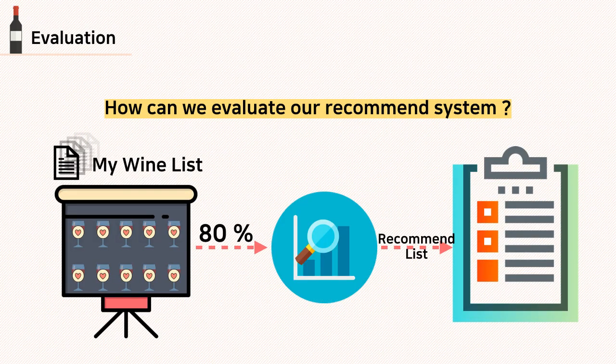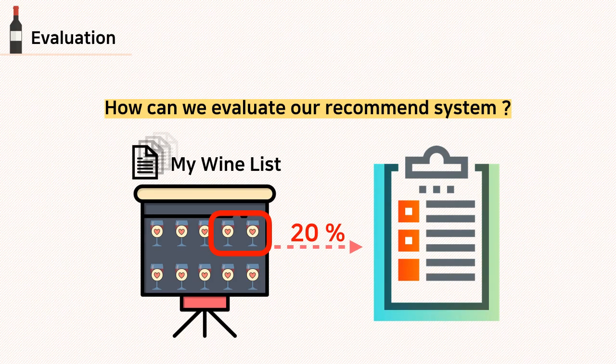So we used 80-20% validation. For the 80% part of My Wine List, we extract it into another list. And then for the remaining 20%, we compare the similarity to the first 80%. If the similarity is high, it means the recommendation worked well with consistent flow.